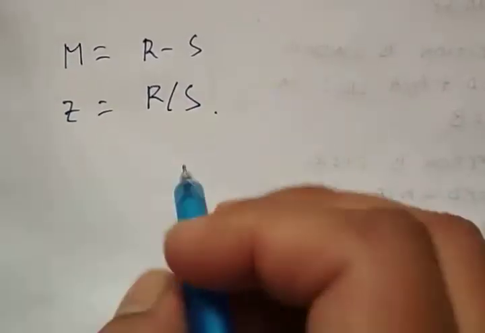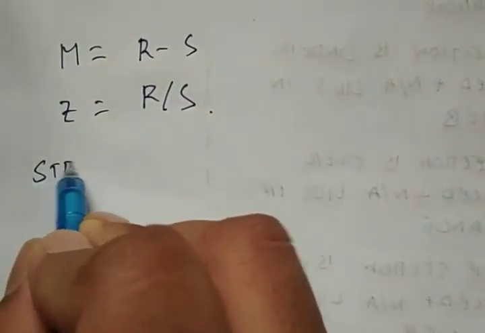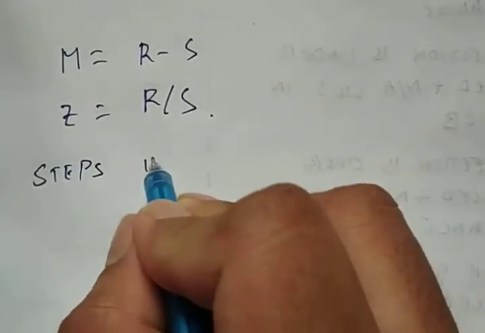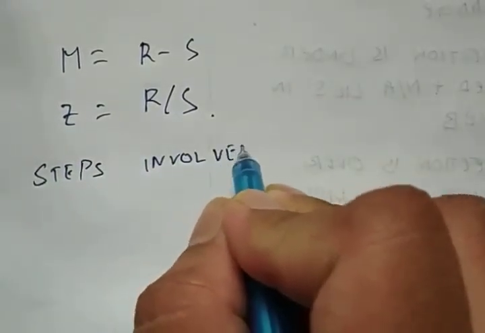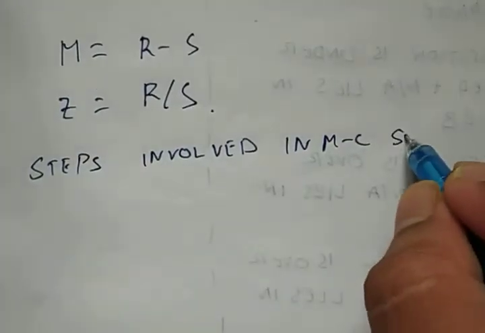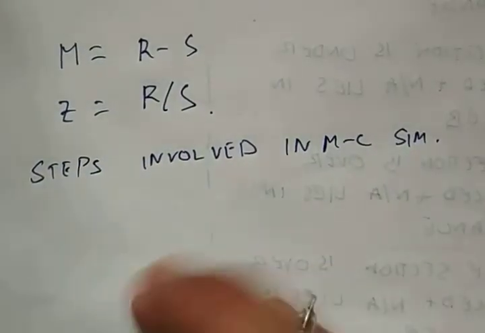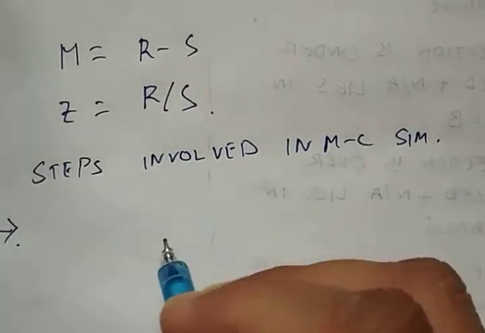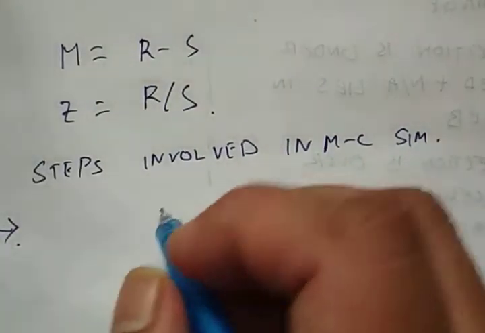So how to find that? This is what Monte Carlo simulation will do. So let's write down the steps that are involved in the Monte Carlo simulation technique. Monte Carlo simulation. Okay. The first step that I have is to generate a random number.